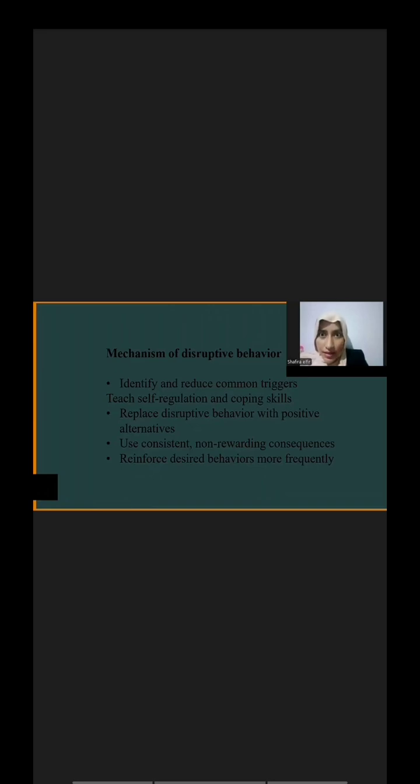First, identify and reduce common triggers, teach self-regulation and coping skills. Second, replace disruptive behavior with positive alternatives. Third, use consistent, non-rewarding consequences. Fourth, reinforce desired behavior more frequently.